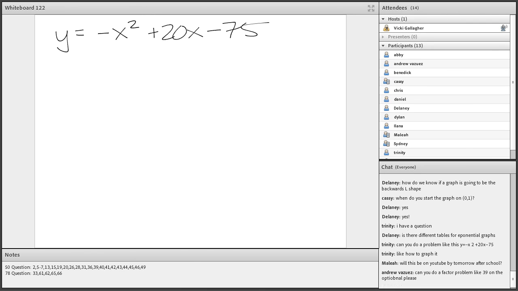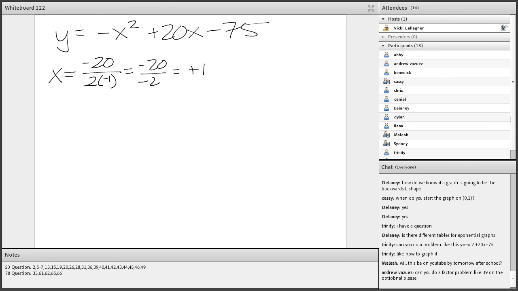So when you're graphing something like this, you want to find your axis of symmetry. This is also going to help. Somebody asked earlier about changing from standard to vertex. So we can totally do that right now as well with this problem, okay? So finding your axis of symmetry, the formula is negative b over 2 times a.